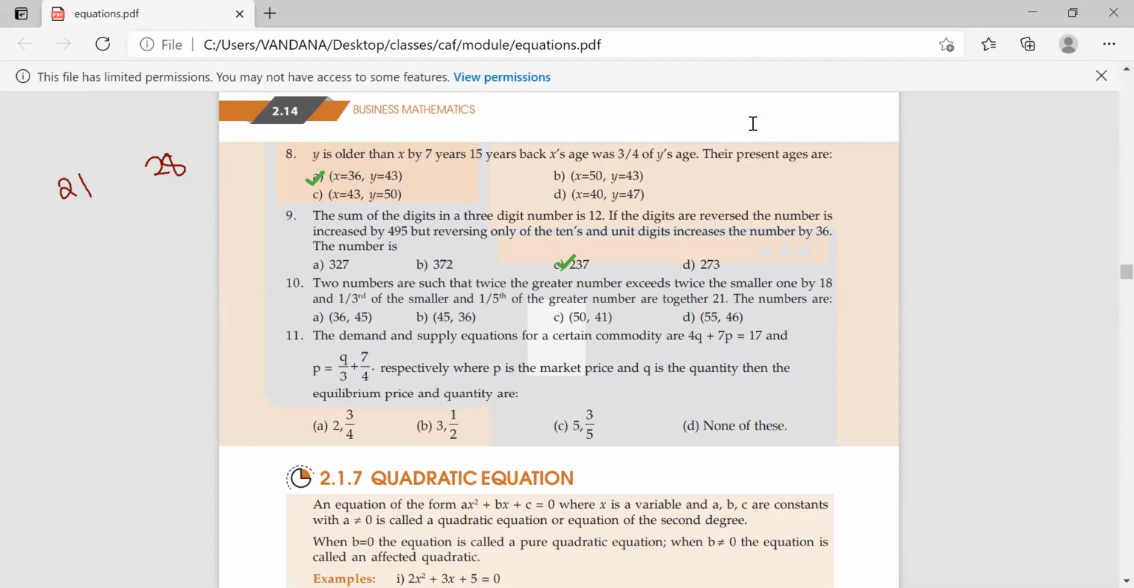Two numbers are such that twice the greater number exceeds twice the smaller by 18, and 1/3 of smaller and 1/5 of greater number are together 21. The numbers are, so two numbers are such that twice the greater number. Let us take the first option, 36, 45. Twice the greater number. So 45 का twice हो जाएगा 90. Exceeds twice the smaller one. 36 twice झालं 72. By 18. 90 minus 72 is 18.